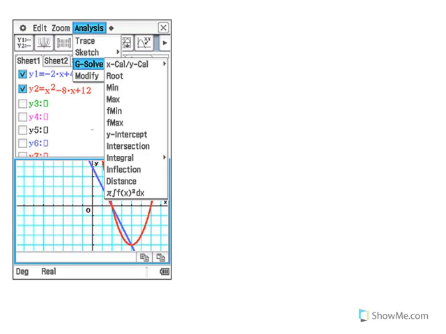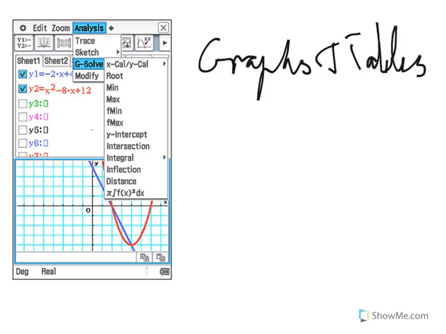Okay, the next way is the calculator. If you go to your graphs and tables, you get the graph and tables screen that comes up. In the first bit that comes up, you type in what the equations are. The thing with these is it's always got to be y equals. So they were minus 2x plus 4 and x squared minus 8x plus 12.